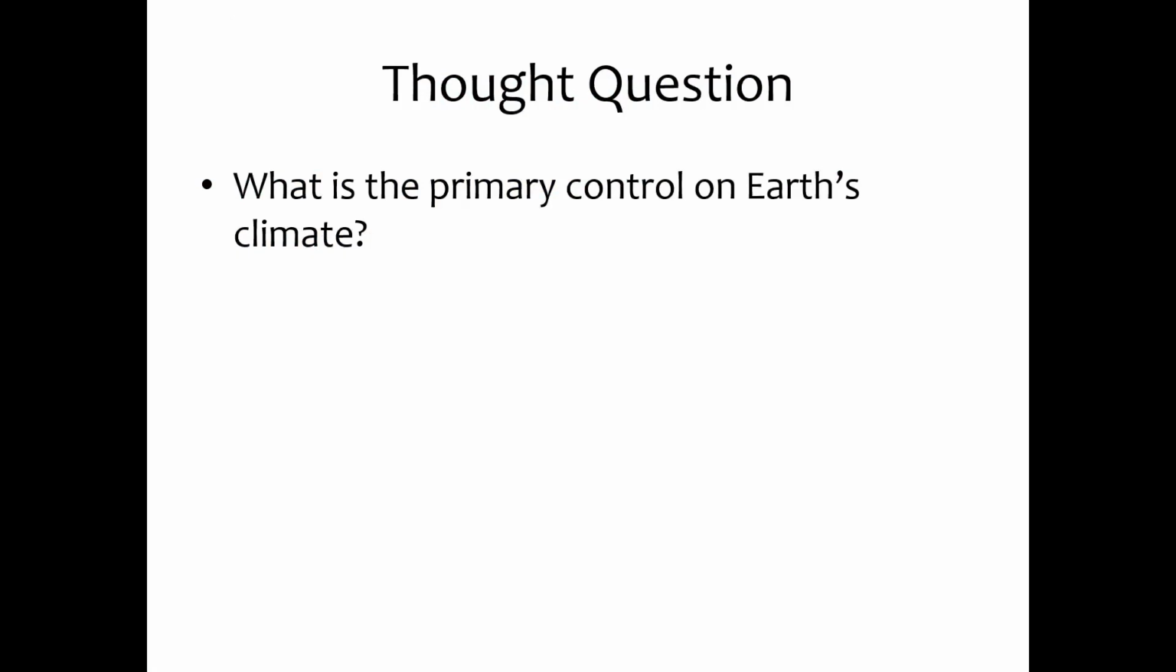First thing I want you to think about is, what do you think the primary control on Earth's climate is? Why do we have the climate that we do? And you might start by thinking about what are the differences that seem to cause seasons, because that can help you think about when it's warm, what are the conditions like? When it's cold, what are the conditions like? And what do you think it is that's controlling most of those changes?